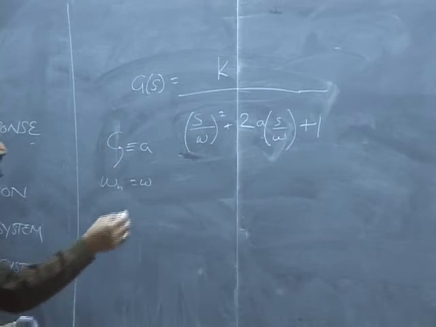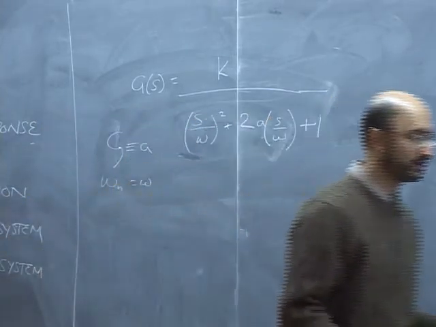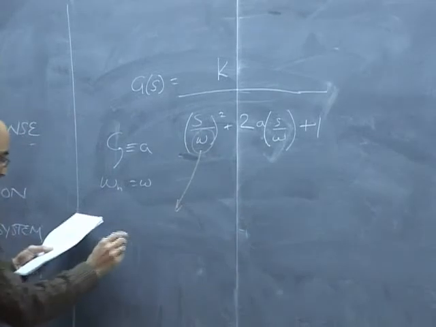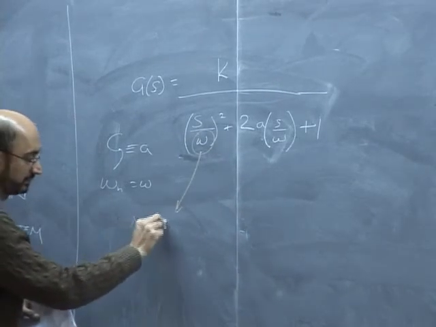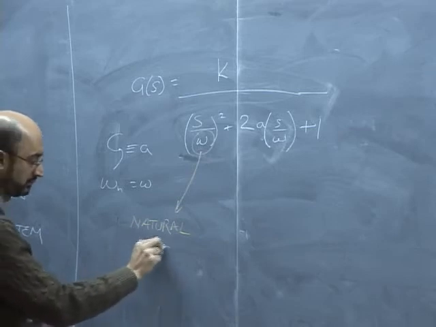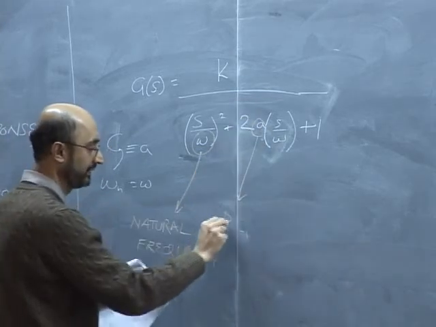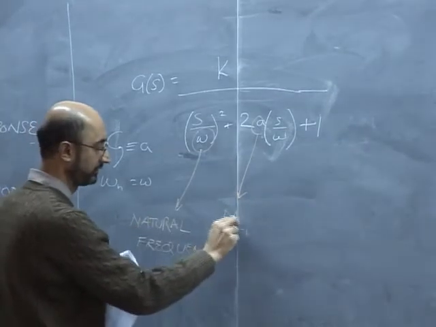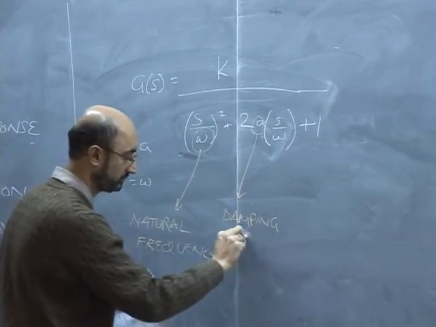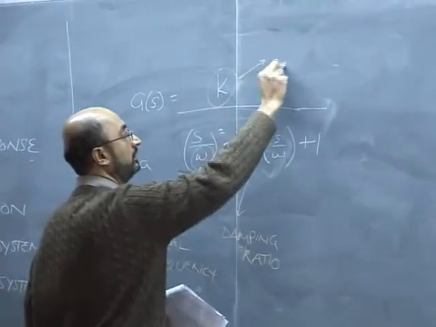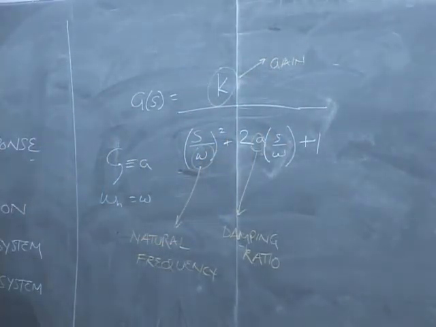So we have different terms. Omega is called the natural frequency. A, or eta, is called the damping ratio. And K is the gain, as before. You look at it and say, boy, this looks pretty obscure, but by the time class ends, hopefully you'll have a pretty good appreciation of what's going on, and why these are called these things.